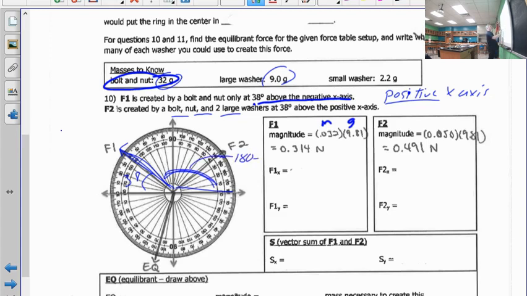180 minus 38. That's our angle there. We get here 142. So we're going to use that for the angle when we do our calculations.